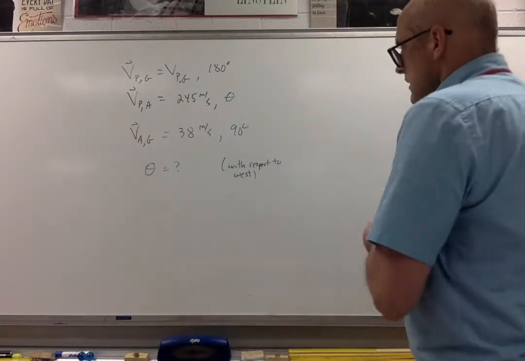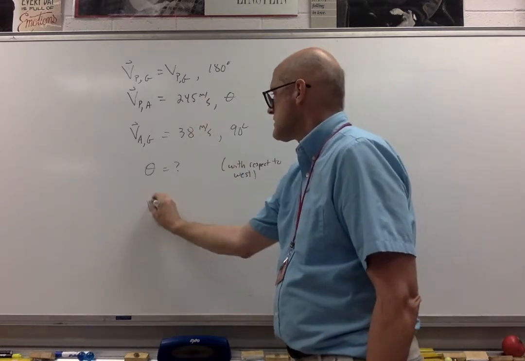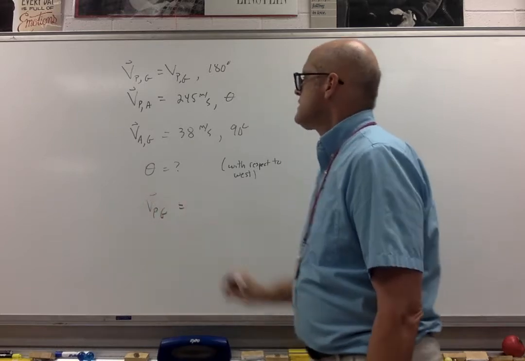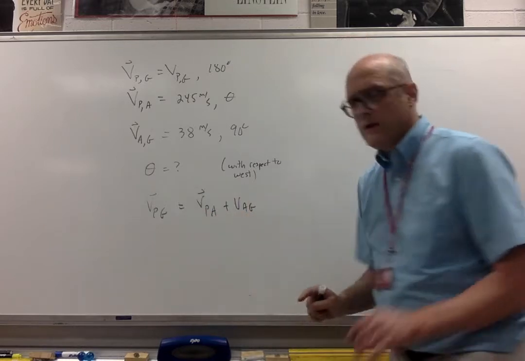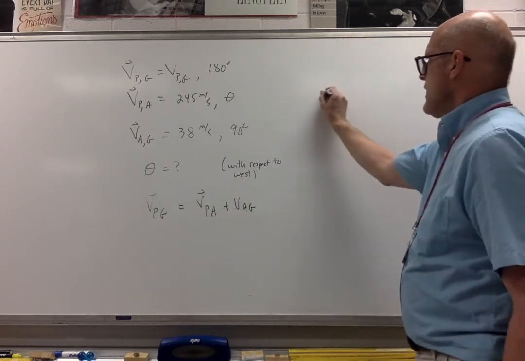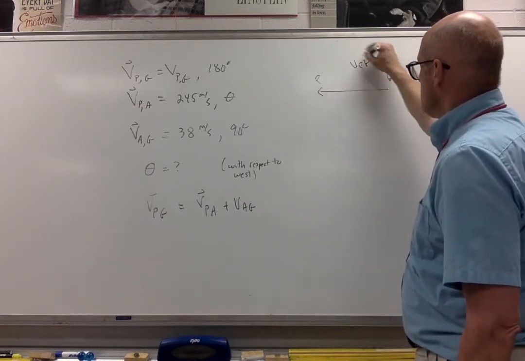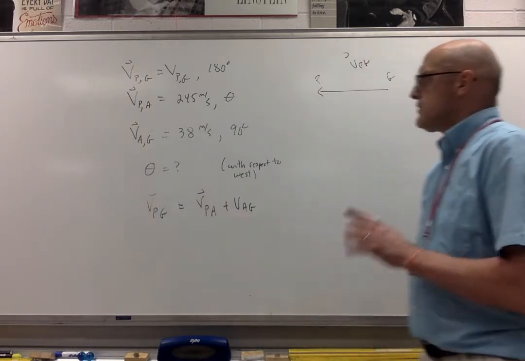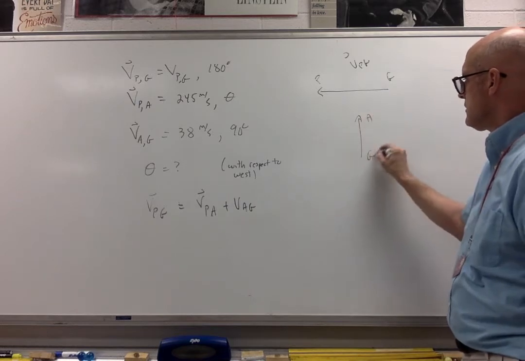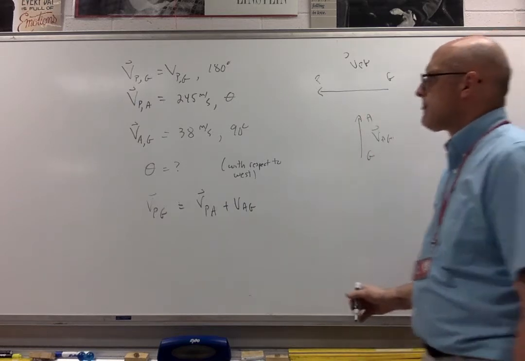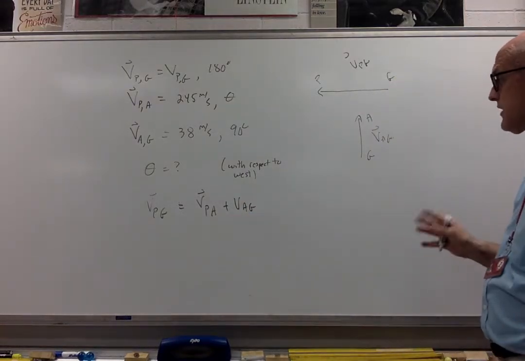So I'm going to first use the Galilean transformation just to see how they're pieced together. So we can see here that VPG is equal to VPA plus VAG. Okay. Now, the plane wants to go west, so I'm just going to draw an arrow pointing to the left. That's VPG. And that's what we get if we take VAG, which is north, and add it to VPA, which is 245 meters per second at an unknown angle.